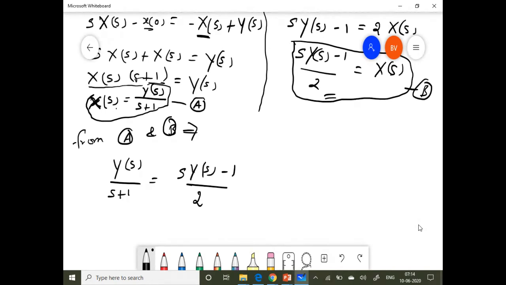So once they are equal, we have to equate them. Now solve for y of s, take the Laplace inverse, and you will get y of t. This algebraic equation, how to solve? Cross multiply. This 2 should be multiplied on the left side and this s plus 1 on the right side. So what do you get? 2 times y of s is equal to s plus 1 times s y of s minus 1. Put this term inside the bracket.